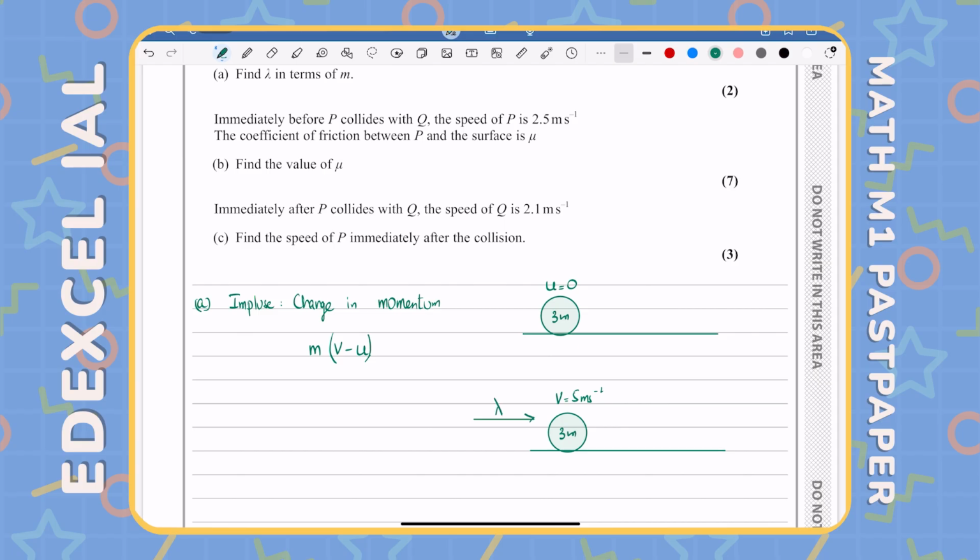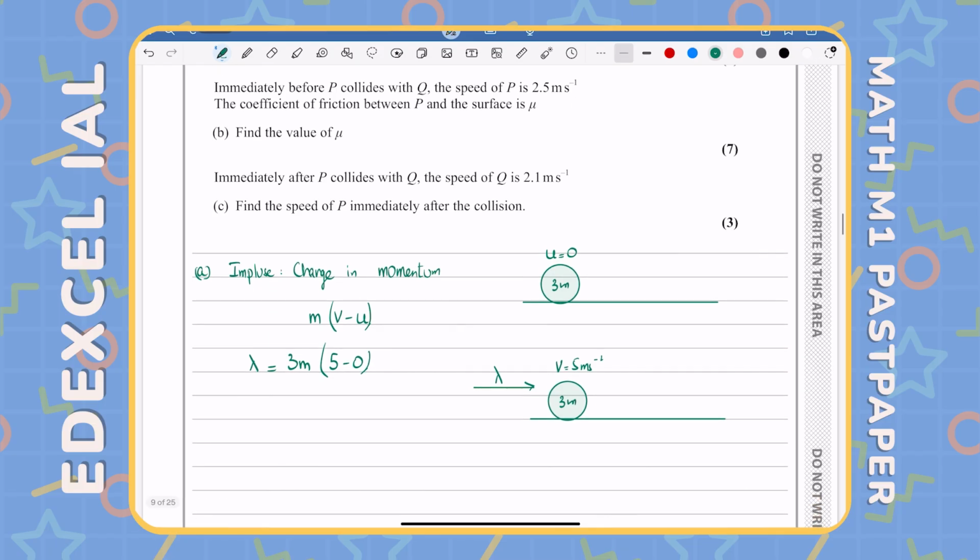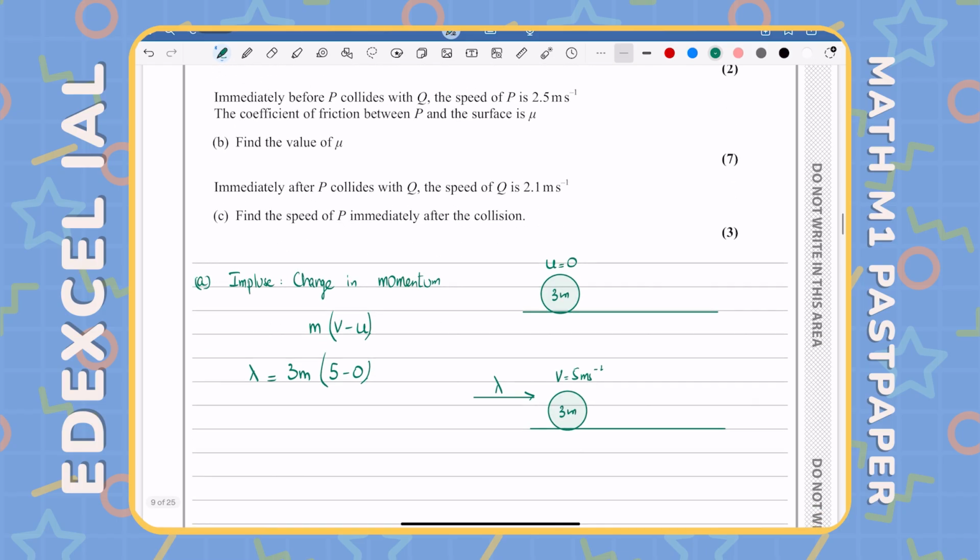Now, so what do we do? Well, here's what we're going to do. Lambda, which is the impulse, is equal to the change in momentum. So momentum is mass times change in velocity. Change in velocity is 5 minus 0, and we're supposed to find lambda in terms of m. So that means lambda is equal to 15m, and that's it. That's your answer to the first part.